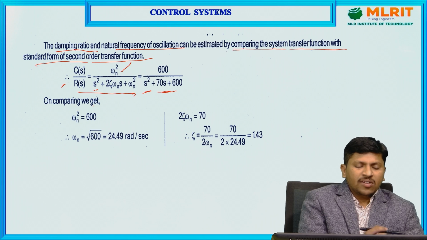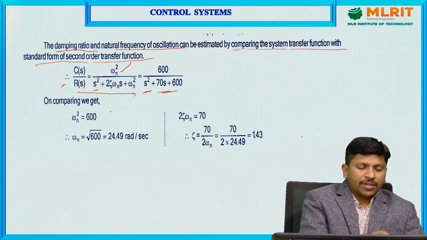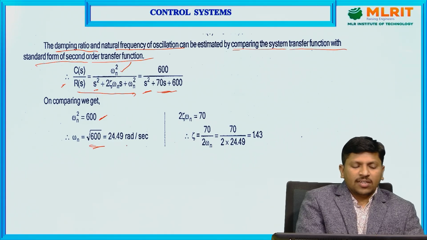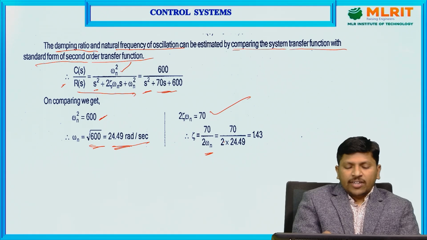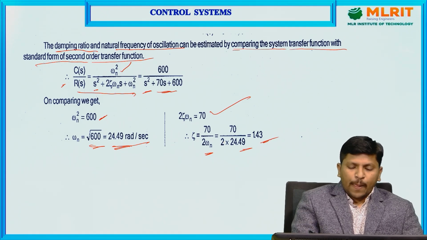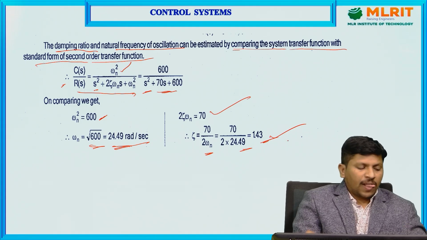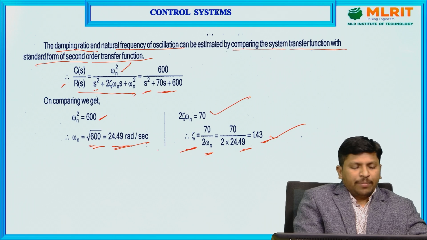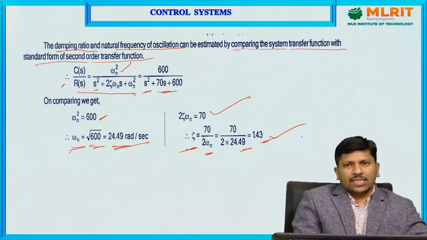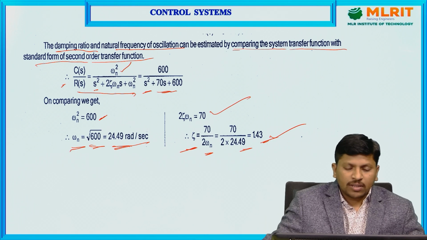On comparing we get omega n square equals 600, omega n equals square root of 600, 24.49 radians per second. So 2 zeta omega n equals 70, zeta equals 70 by 2 omega n, 70 divided by 2 into 24.49, that is 1.43, right? This is the zeta value, the damping ratio, and the natural frequency of oscillation. These two are the problems.